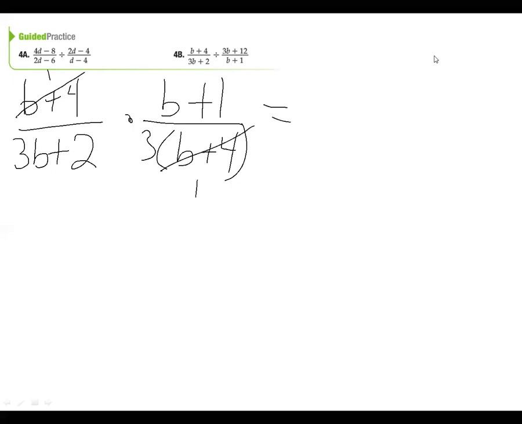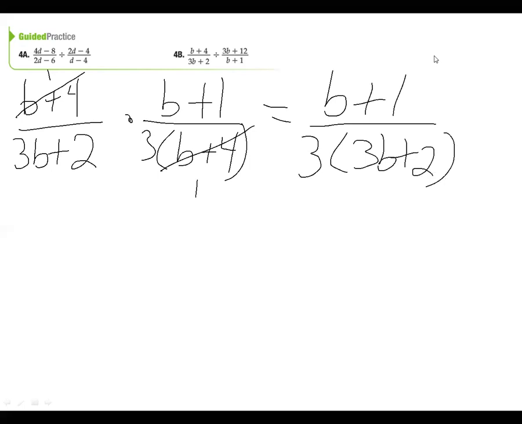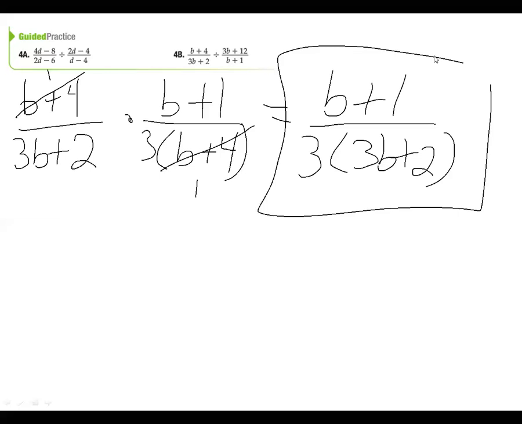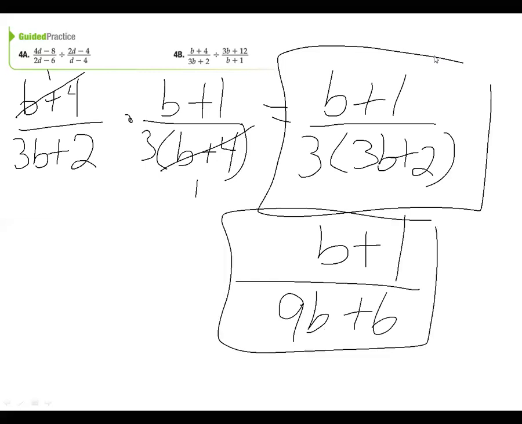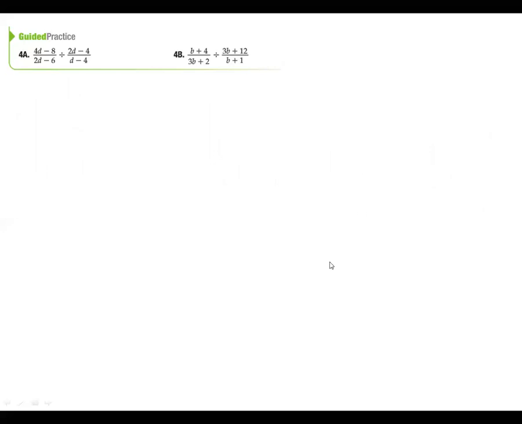So the numerator would just be b plus 1 over 3 times (3b + 2). And you could leave it like that, or if you want to distribute the 3, oops, you could write it as 9b plus 6. Either way is good. Alrighty? Okay, sometimes you must factor a quadratic expression before you can simplify the quotient.